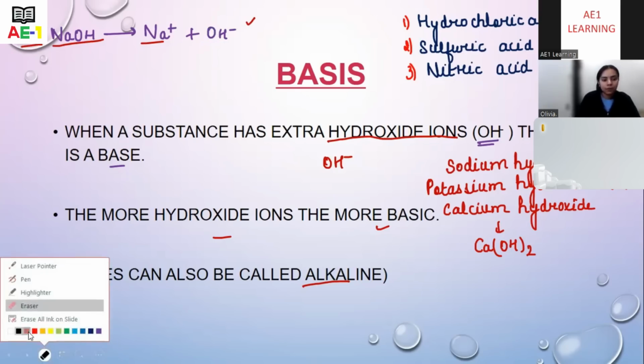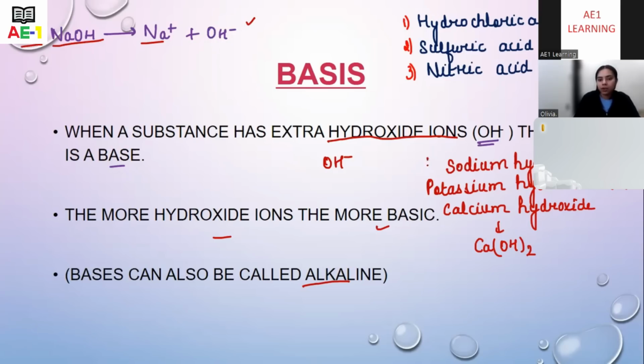So here are some common examples of bases. Sodium hydroxide, that's NaOH, the one I have represented over here. The second one is potassium hydroxide, that is KOH. And the third one is calcium hydroxide, that is Ca(OH)2. So that's calcium hydroxide. Write down the bases and all three points along with the examples.